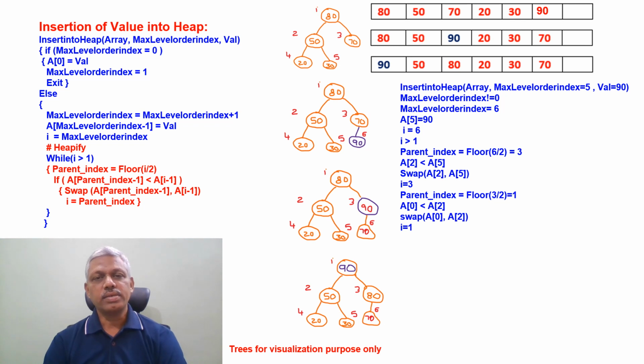Now once we add this, next we need to heapify up. How do we heapify up? We compare with the parent. 90 is compared with 70. So 70 is less than 90, so we need to swap 90 and 70, and the parent index is updated. This 90 is greater than 80, its parent. Again, we need to move this 90 up by swapping with 80. So 90 has reached its position. This is how we insert a node into the heap.